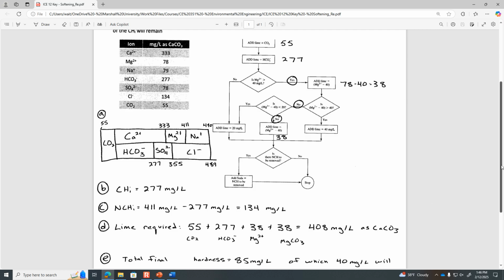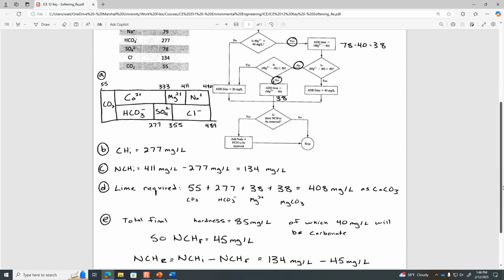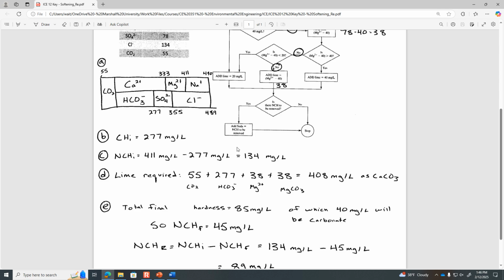So all of that is to hopefully remove all of the calcium that's present, but then we're only going to be able to get out as much magnesium as we've got carbonate in the system. And we only have 277 milligrams per liter of carbonate. So we need to remove some of the non-carbonate hardness. So over on the whiteboard, we found out that we had 134 milligrams per liter of non-carbonate hardness.